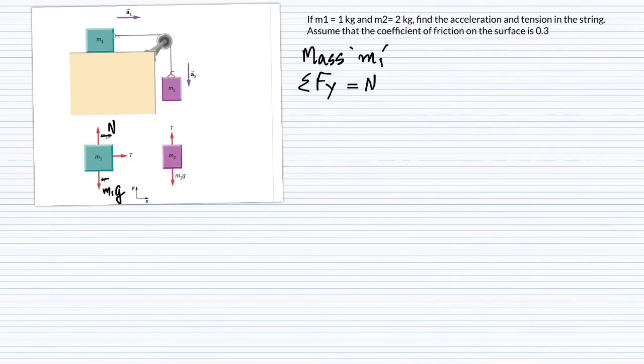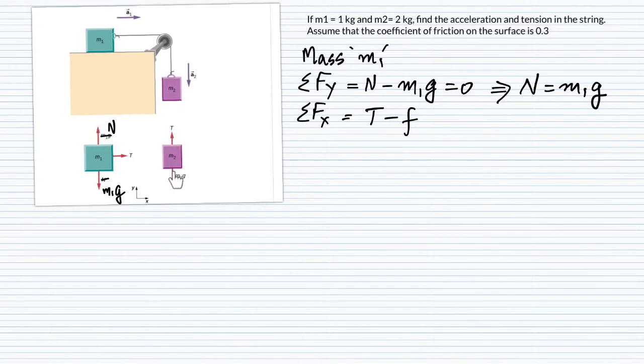So here is the free body diagram. On M1, you have the normal force and its weight, and you have the tension acting. You also have the friction acting in the opposite direction, which I'm going to draw in a second. On M2, you only have tension and M2G.